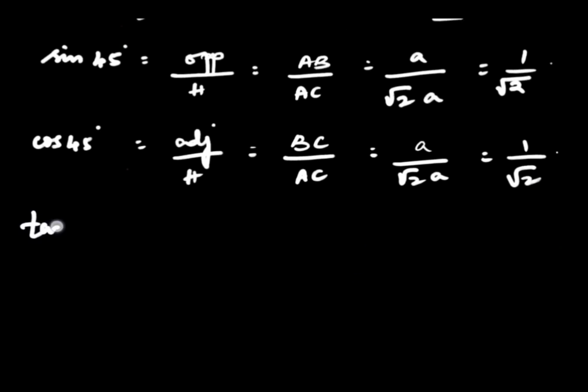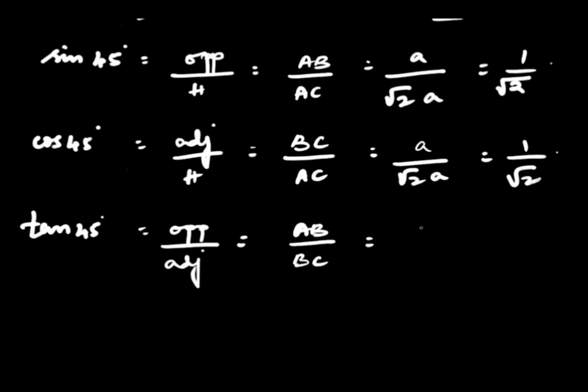Tan 45 is opposite side by adjacent side, which is equal to AB by BC, which is equal to A by A, which is equal to 1. Similarly, we can derive cosecant theta, secant theta and cot theta, which are the inverse of sin theta, cos theta and tan theta respectively.